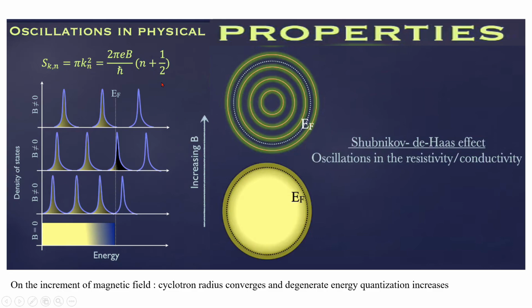2. Fermi energy pinning to the lowest Landau level. The Fermi energy moves into a fully occupied Landau level at high field B, preventing further oscillations. The Shubnikov-de Haas, SdH, oscillations require electrons to move between levels. When this stops, oscillations vanish.